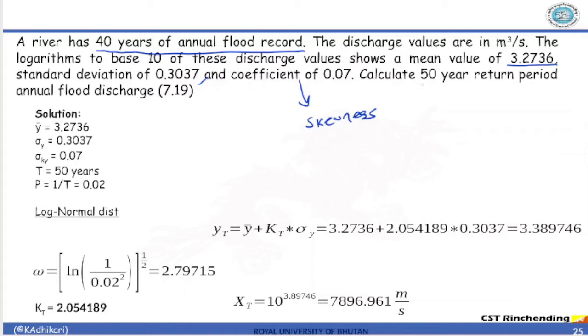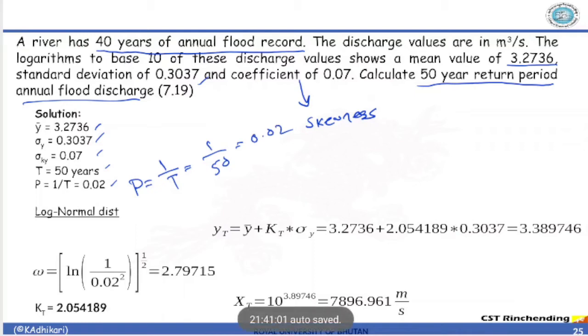Calculate the 50-year return period flood of the annual series. That is the value that we need to calculate. Like always, we note down all the values that are given. We also calculate the probability of exceedance. The probability is 1 by T, where T is the return period, which is 1 by 50, and it gives us 0.02. With this, now let's calculate our Kt. We know that Kt is calculated using this equation, which is a very long equation.